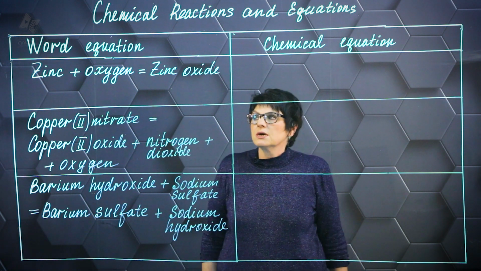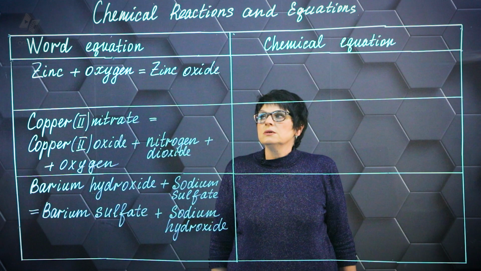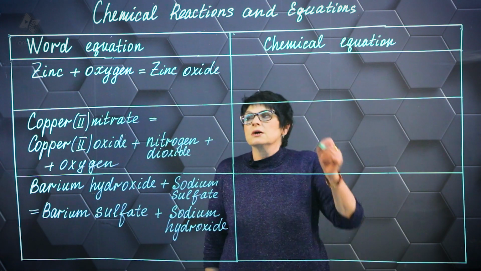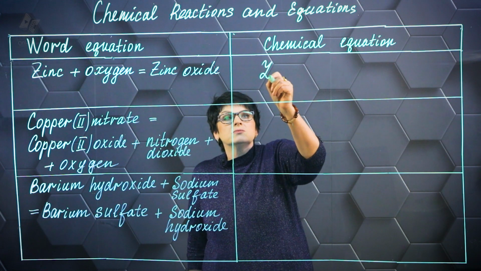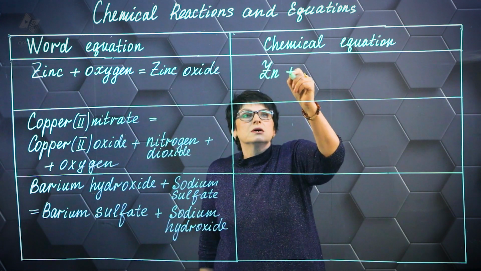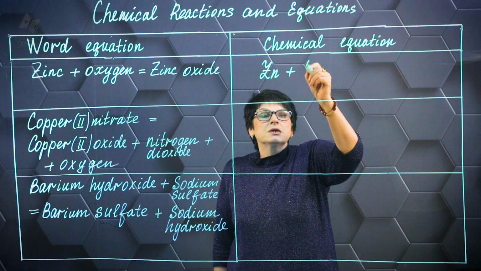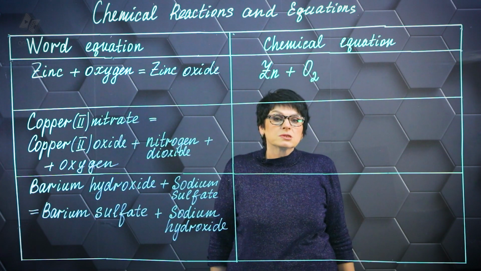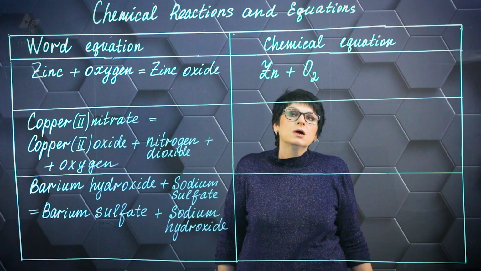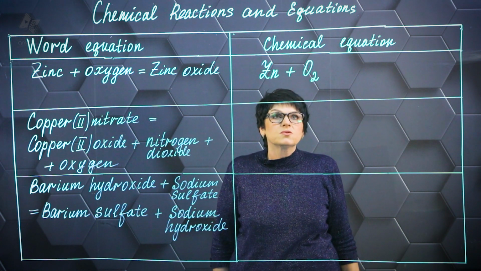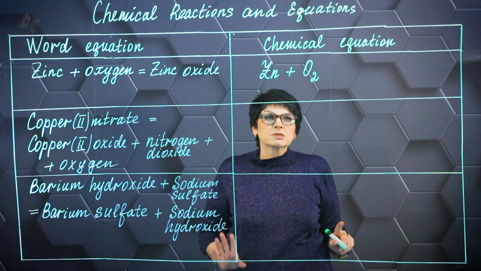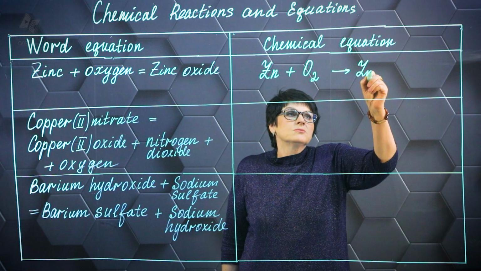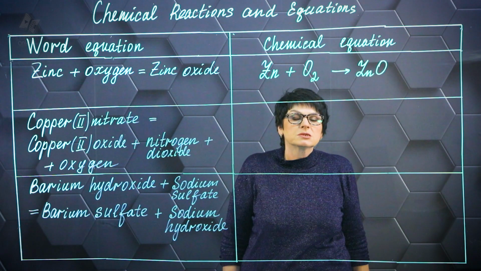The first example is the reaction between zinc and oxygen, which leads to the formation of zinc oxide. Let us depict this chemical reaction using symbols of the respective elements involved. Zinc undergoes a reaction with oxygen. I hope you are well aware that oxygen, being a simple substance, is represented by the chemical formula O2. No other way to describe it. First, on the left side, we write zinc, and second, we write oxygen.